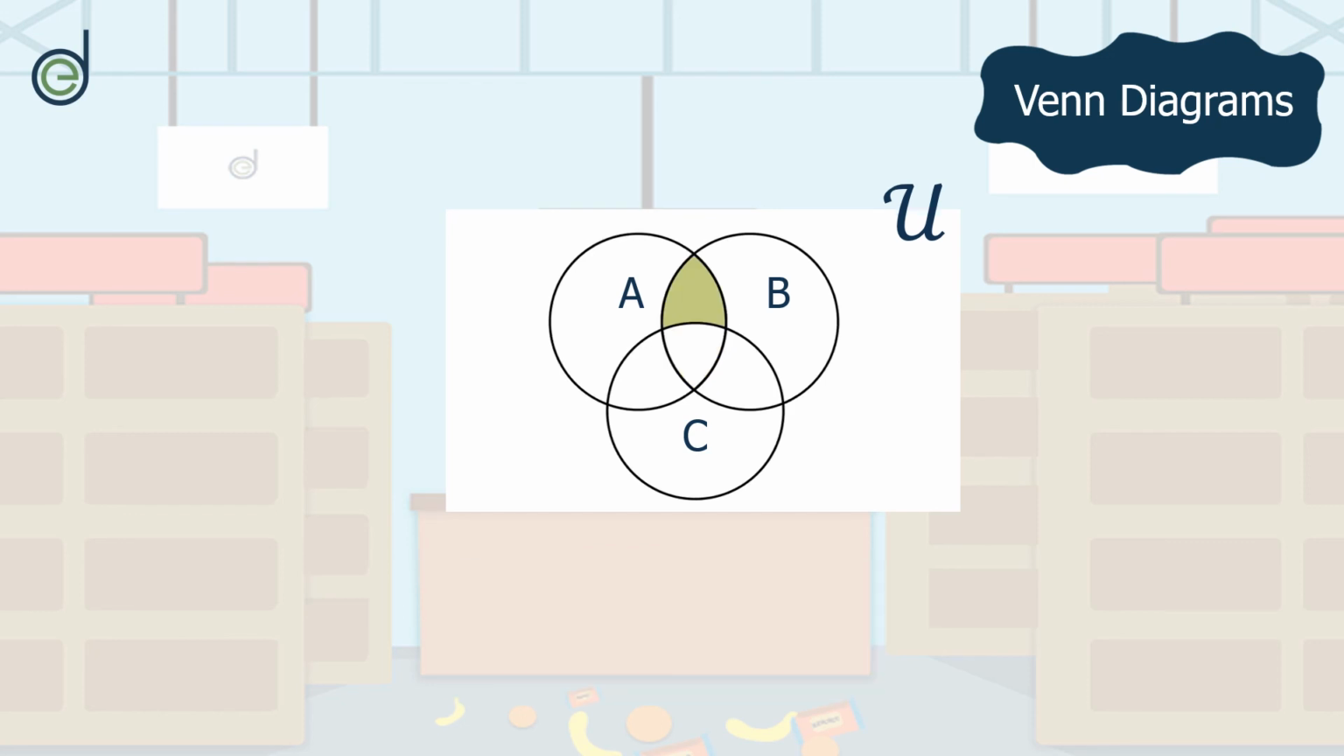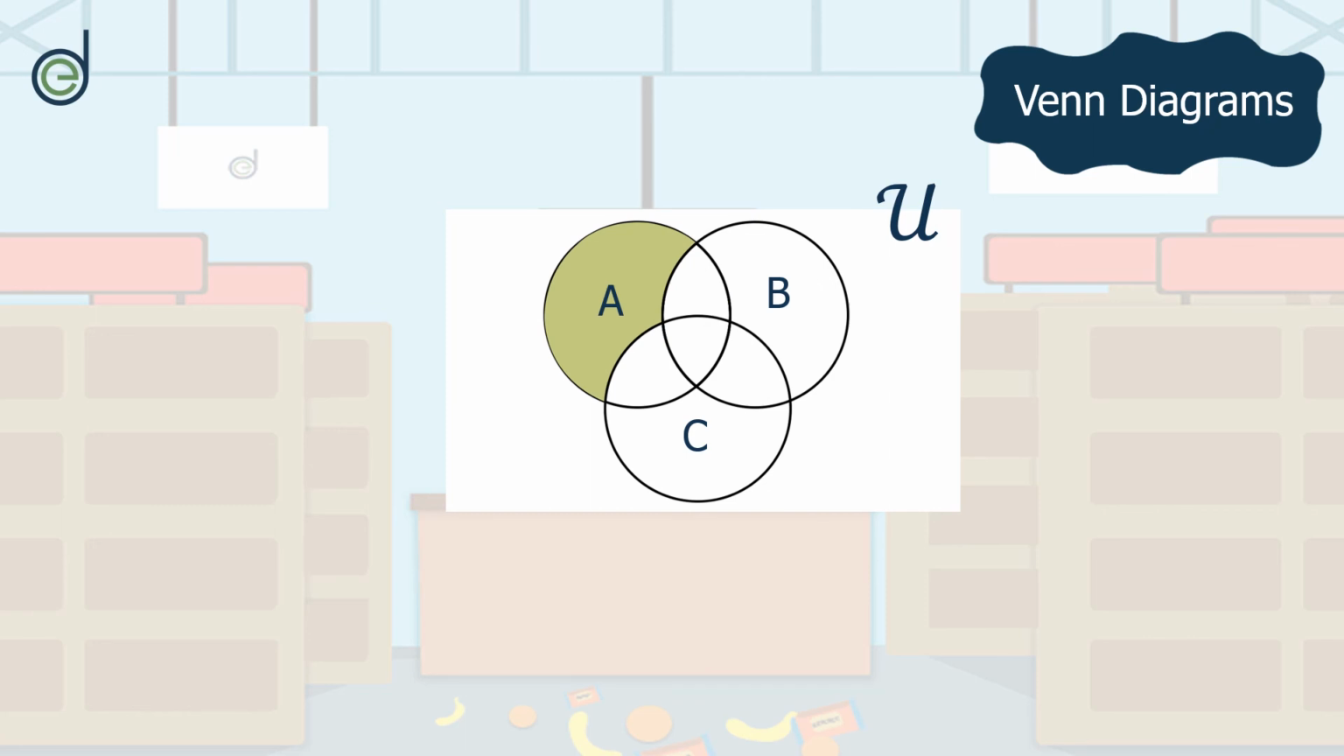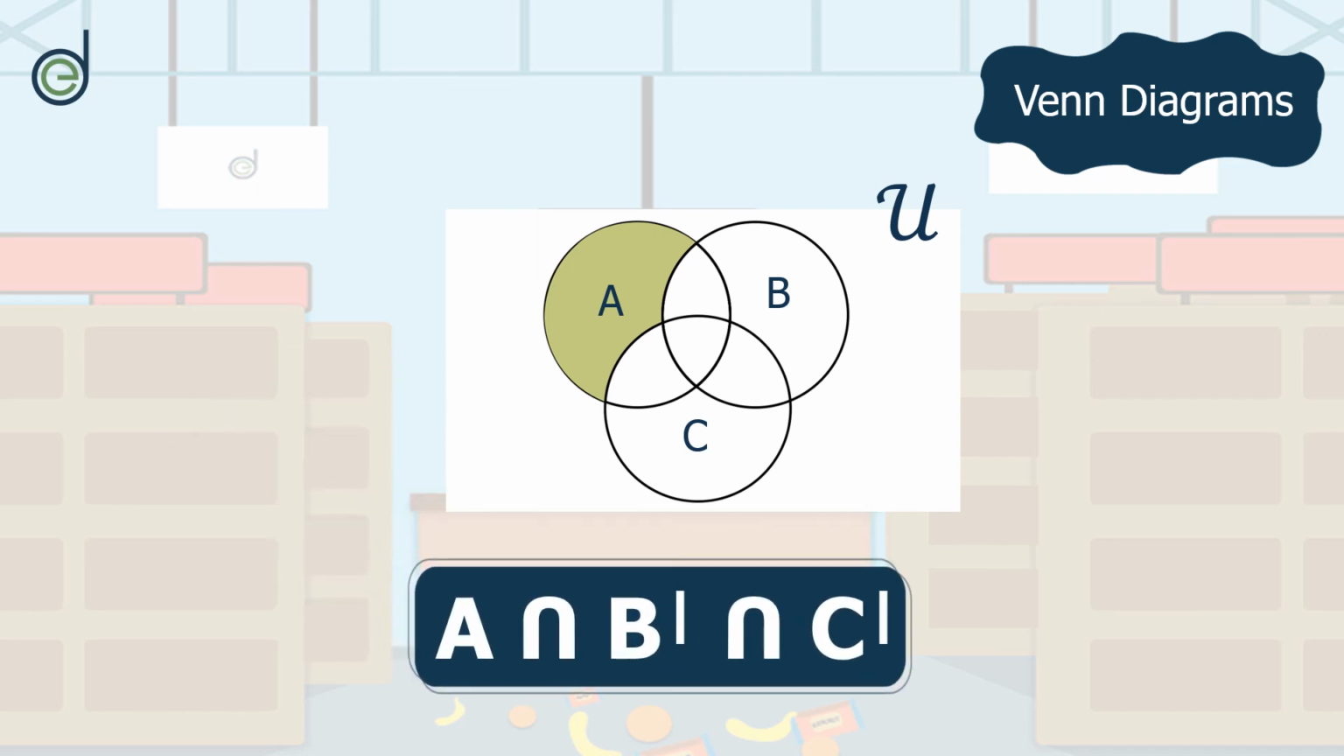The shaded portion can be represented as A, intersection, B, intersection, C, complement. That is, the set of elements that are common to A and B only but not C. The shaded portion can be represented as A, intersection, B, complement, intersection, C, complement. That is, the set of elements that are in A but not in B and C.